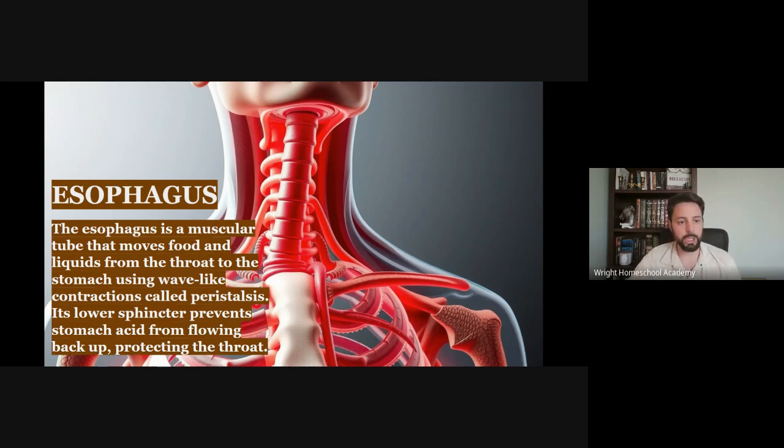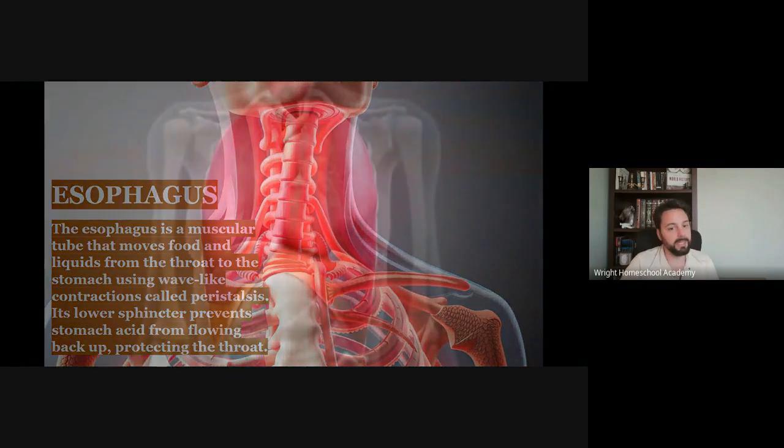The lower sphincter of the esophagus prevents stomach acid from flowing back up, protecting the throat. Guys, your stomach is filled with an acid that is very powerful. Your stomach is specifically designed to withstand the corrosive nature of the acid, but if that acid were to get out of your stomach and into the rest of your body, it could corrode or dissolve and destroy other organs. So it's very important. Your esophagus has this sphincter, an opening that can open and close to prevent that stomach acid from coming out, keeping it where it needs to be.